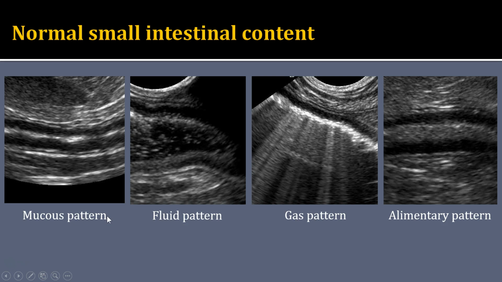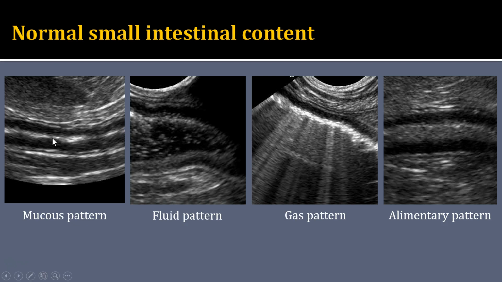The small intestinal content can vary depending upon whether the patient has been fasting or if the patient has been recently ingesting food. And there are 4 different patterns people will talk about. I don't want you to memorize this, but just so that you know what you might see as you're looking at ultrasound images. These are all in a dog. These are all longitudinal images.